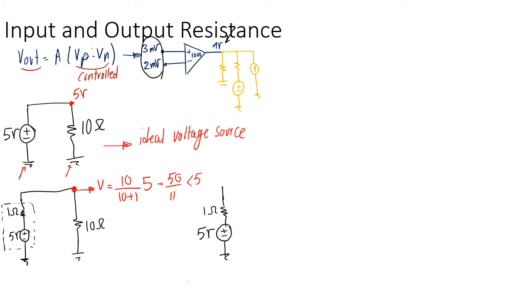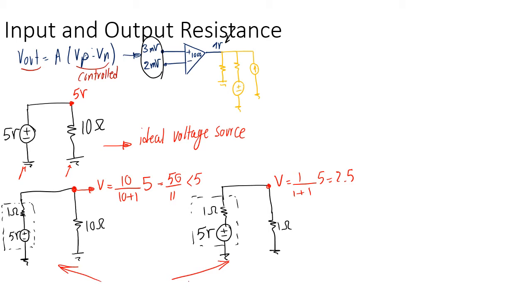Imagine that instead of the 10 ohm, I connect it to another 1 ohm, right? Same real voltage source. What happens to that V? Well, V this time is going to be 1 over 1 plus 1 times 5. So it's 2.5, not even close to that 5 volt, right? So these two cases are real voltage sources. So now you can imagine that for a voltage source, ideally, I like the output resistance to be 0.